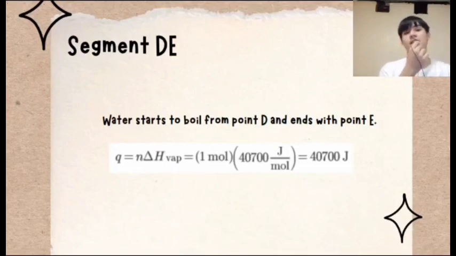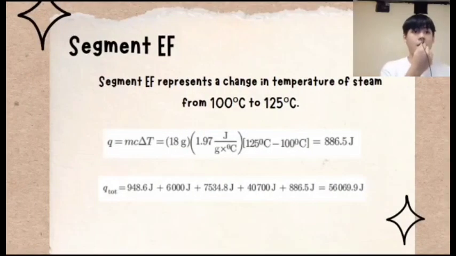Next is segment DE. In segment DE, water starts to boil from point D and ends at point E. Since there is no change in temperature during phase changes, segment DE, as well as the other phase changes, appears horizontal in the phase diagram. The heat associated with phase changes can also be calculated using the equation on the screen. Water has a heat of vaporization of 40,700 J/mol.